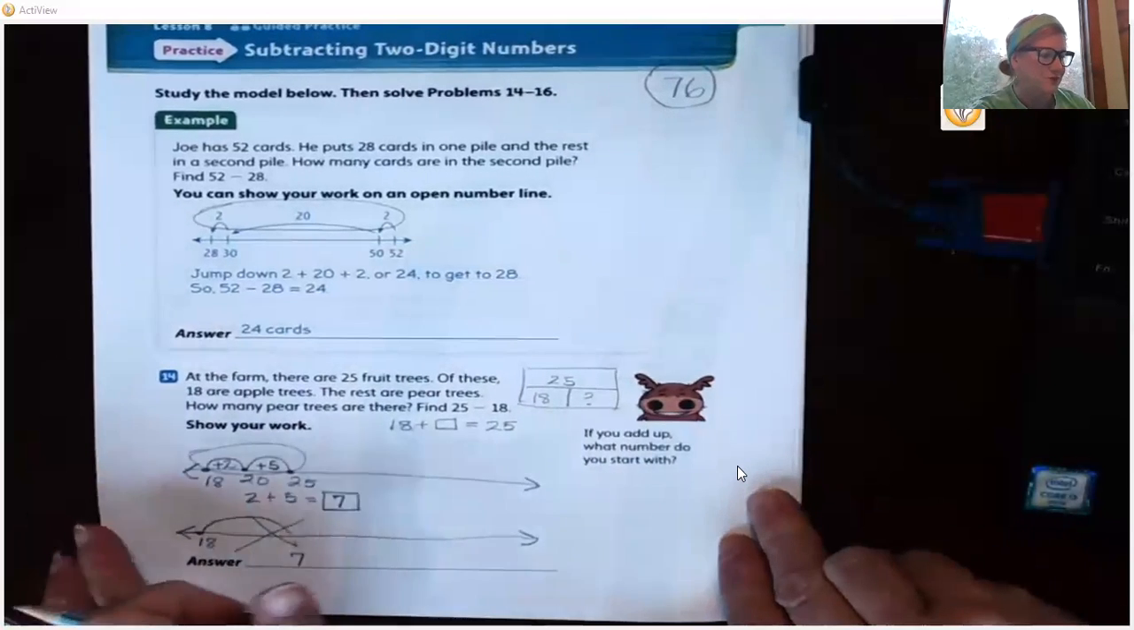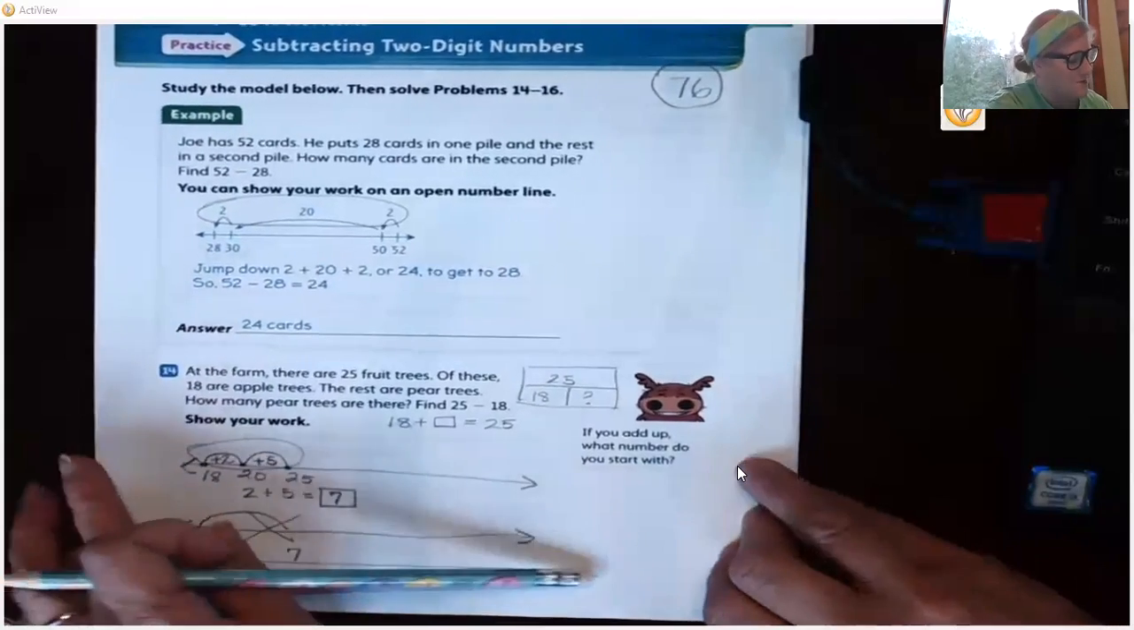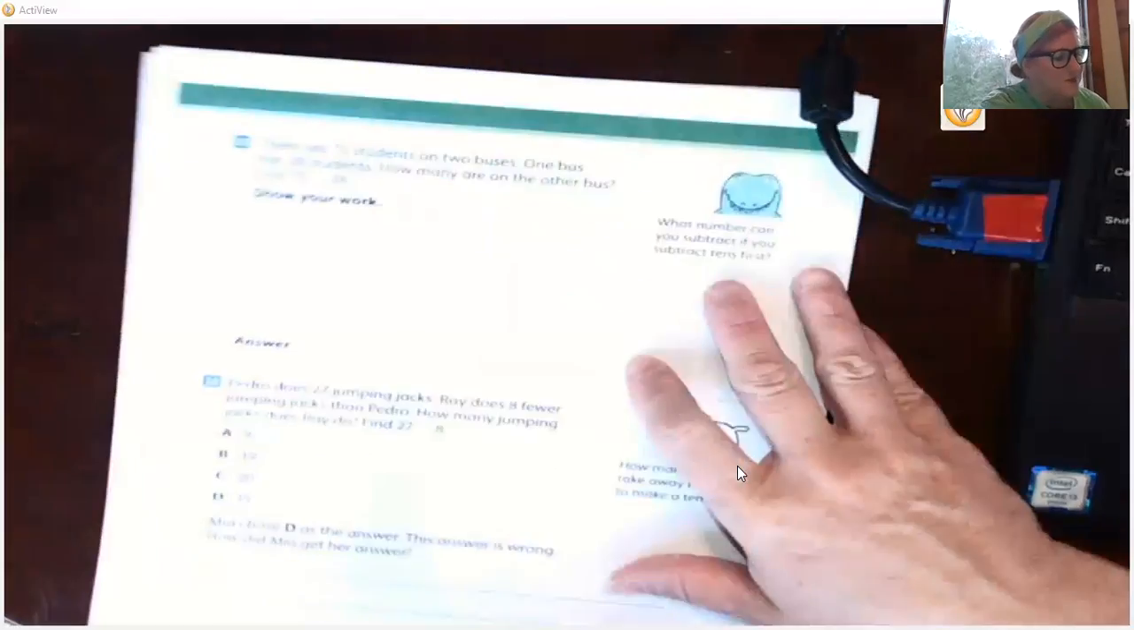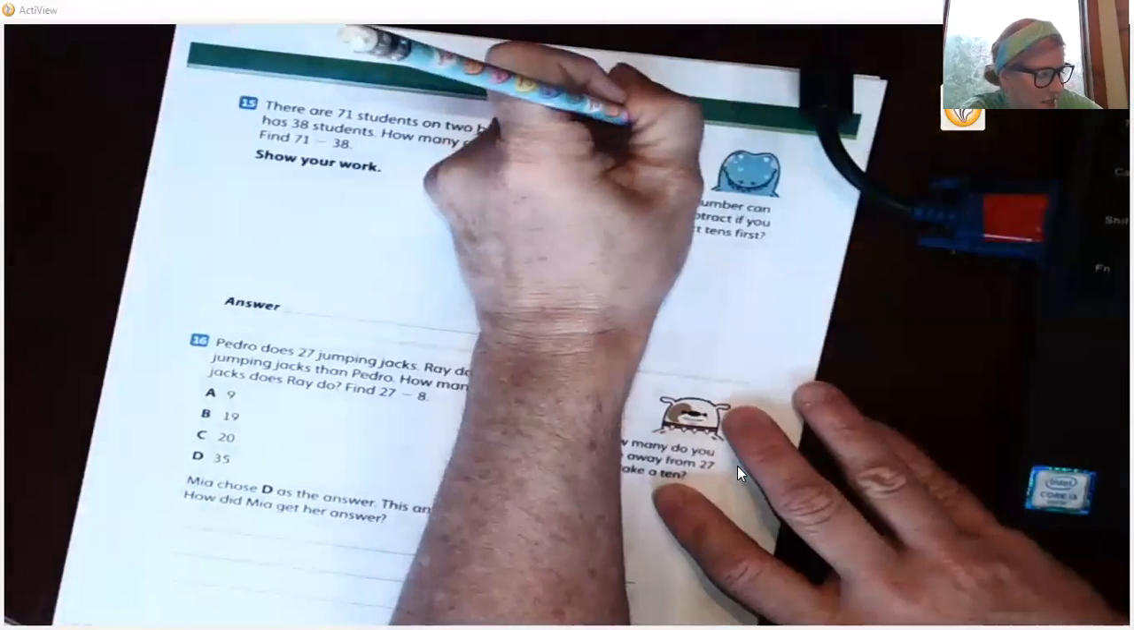There you go. Okay, last page coming up. Here we go, 2 more problems. It's page 77.